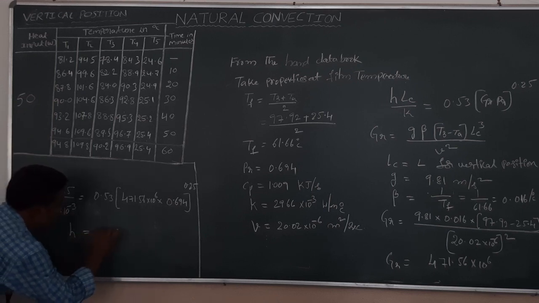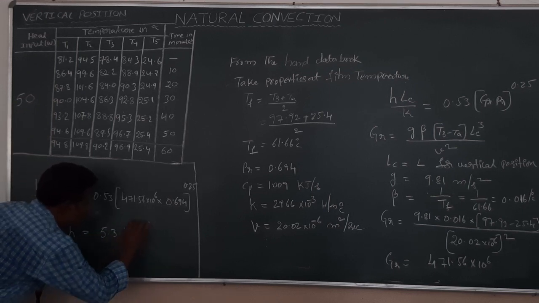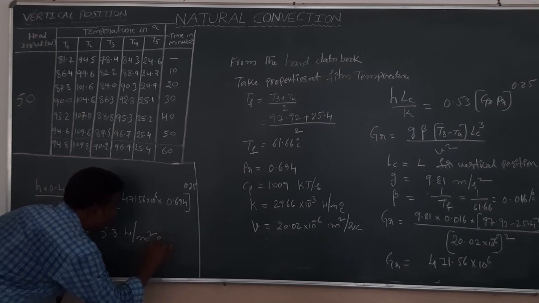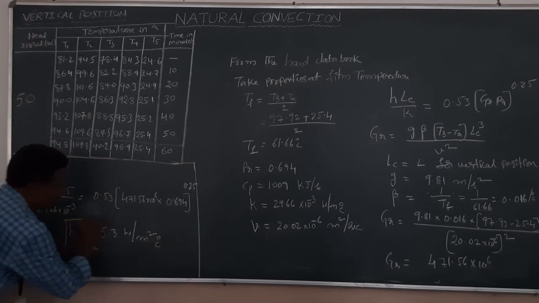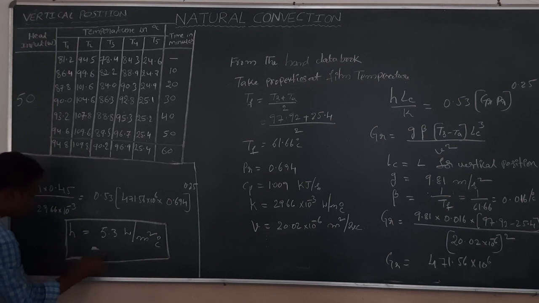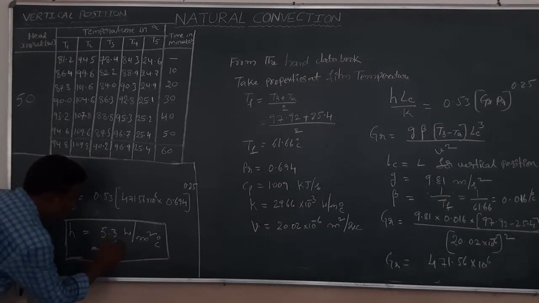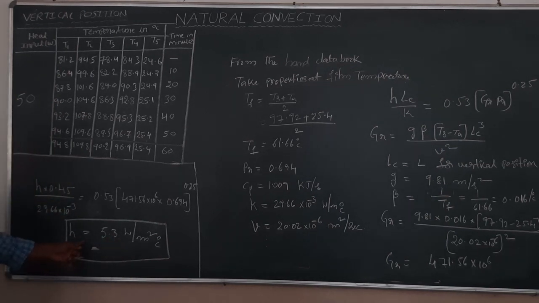h equals 5.3 watt per meter square degree centigrade. This is the natural heat transfer coefficient value obtained theoretically.